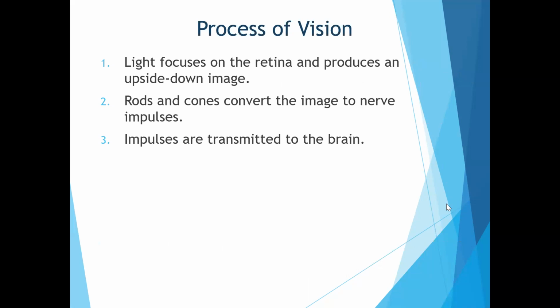Okay, the process of vision. This seems very simple. So light focuses on the retina, so kind of our lens and the other anterior structures direct the light onto the retina where our sharpest vision is, and it actually produces an upside down image. So our rods and our cones interpret and convert this image into actual nerve impulses, which are then transmitted to the brain for actual interpretation and for us to decide what we see.